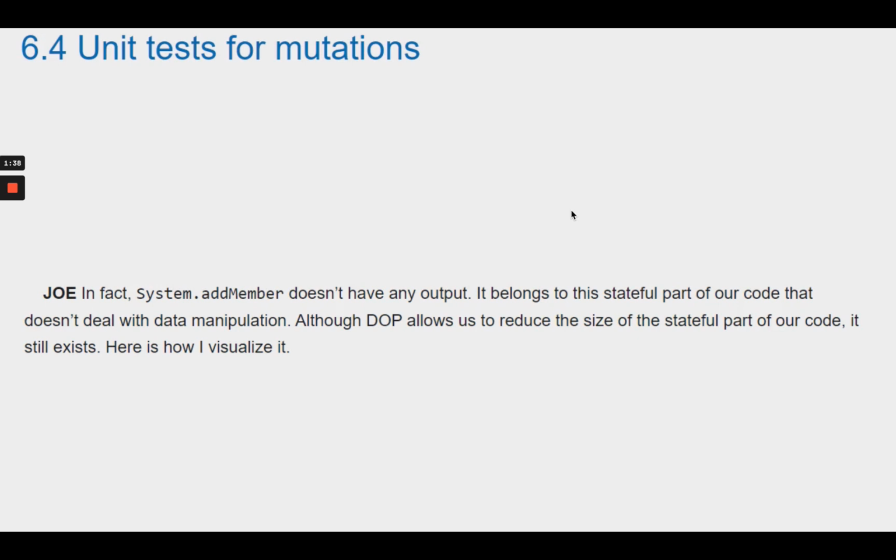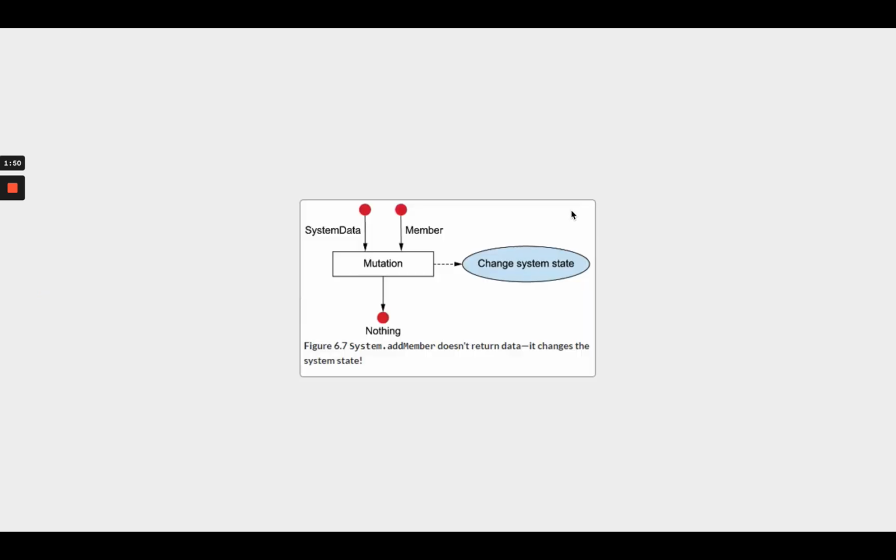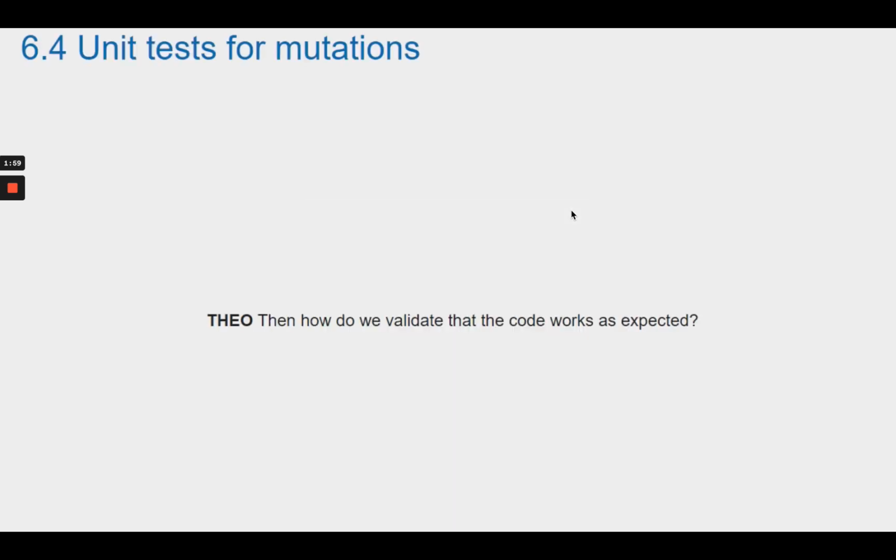It belongs to this stateful part of our code that doesn't deal with data manipulation. Although DOP allows us to reduce the size of the stateful part of our code, it still exists. Here is how I visualize it. Joe calls the waiter to see if he can get more napkins. With that problem resolved, he draws the diagram in figure 6.7.